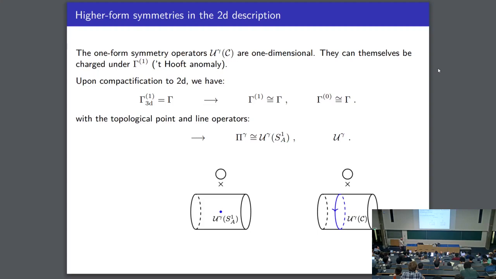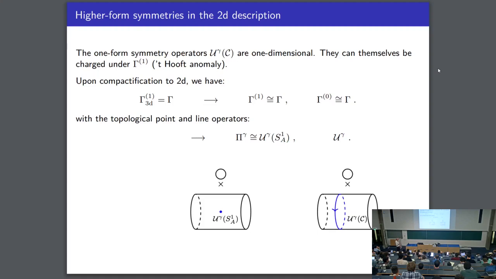Right, so the one-form symmetry operators in three dimensions are themselves one-dimensional, because it's a Wilson line, which will be linked by a line as well in three dimensions. And so, in particular, they could be charged under themselves. The topological operator could be charged under itself, which would be the sign of having an 't Hooft anomaly for this one-form symmetry.